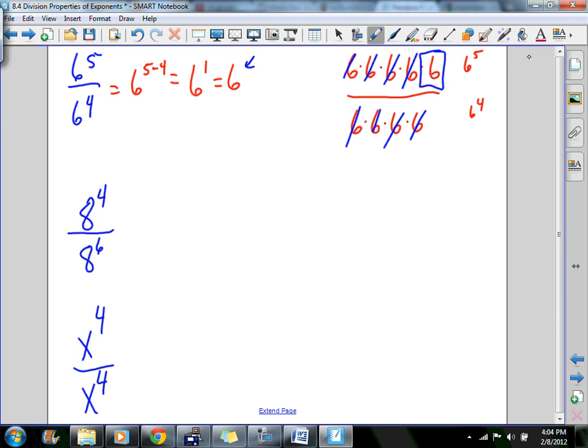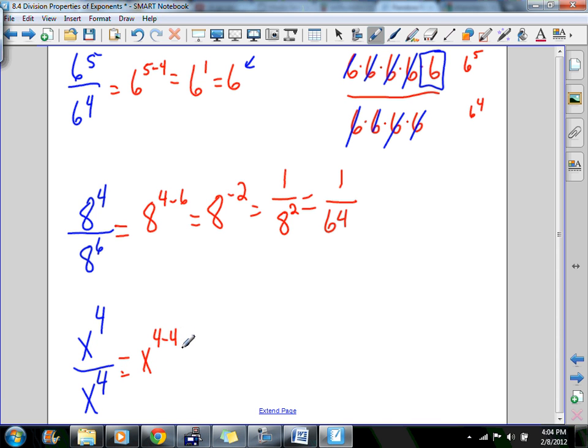So if I go back to our problem here on the bottom, we have 8 to the 4th over 8 to the 6th. So I go up here and I go 4 minus 6, which gives me 8 to the negative 2. Now, using section 2, we have to turn this into a positive exponent. So we put it on the bottom. It's heading down to Wormtown. And that becomes 1 over 64. All right, and the last one here, we have x to the 4th over x to the 4th. So we get x to the 4 minus 4, which gives us x to the 0, which turns out to be 1. And that's it. Okay?